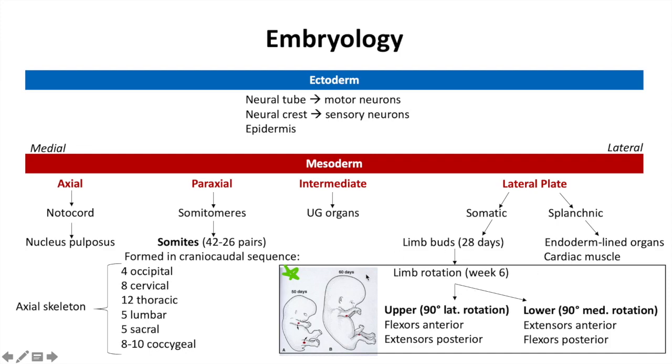So there, again, is limb rotation. Rotations are always really important. The upper limbs are going to rotate laterally 90 degrees, so the flexors are going to be anterior and the extensors are going to be posterior. And then if you think about the lower limbs, we've got our extensors that are anterior and our flexors that are posterior, so they're going to rotate in the opposite direction. They're going to rotate 90 degrees medially. So be able to distinguish the 90 degrees lateral versus medial rotation and know if it's upper or lower limbs.